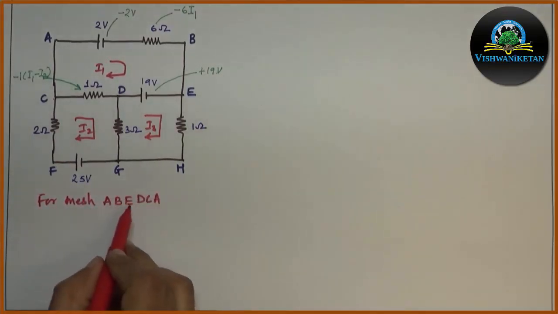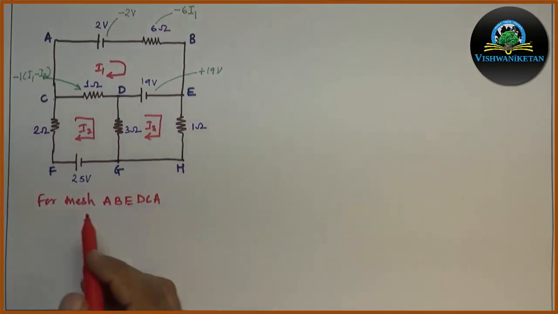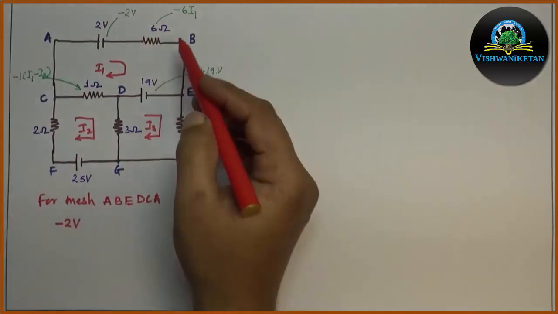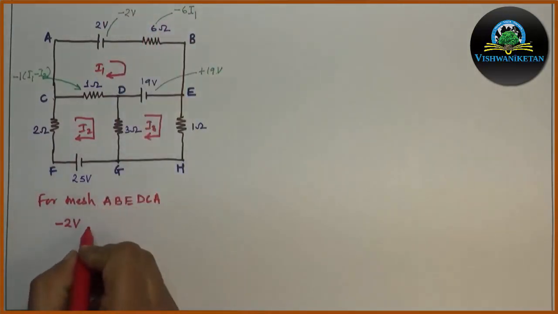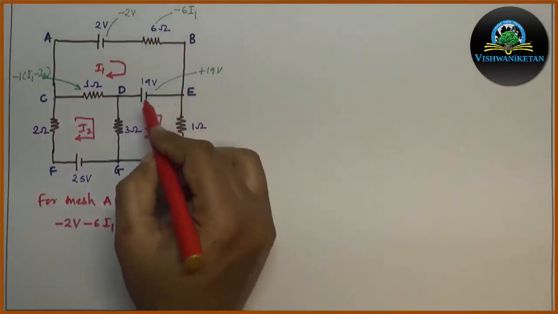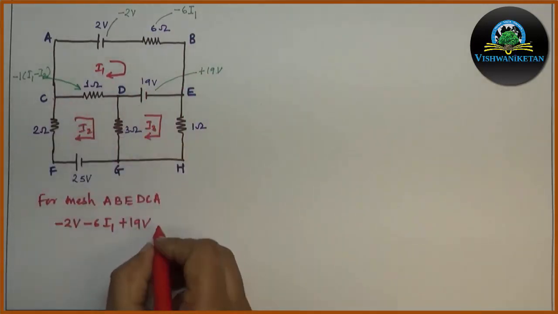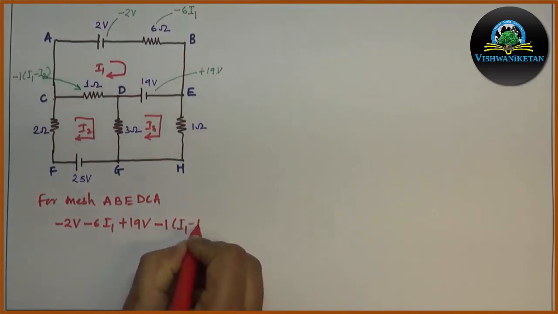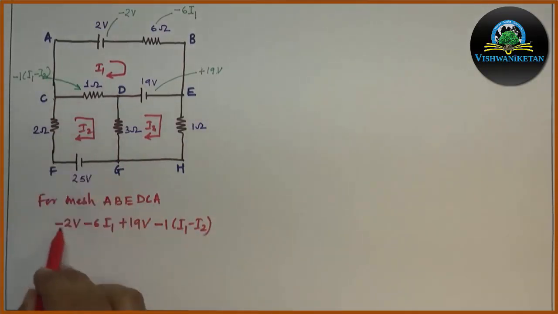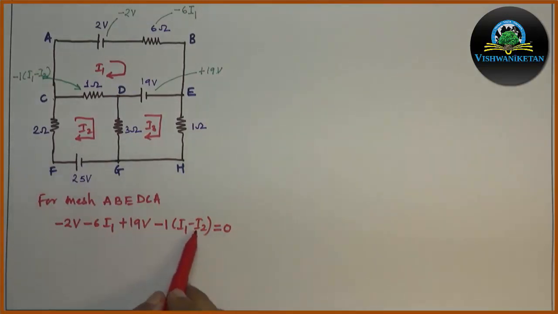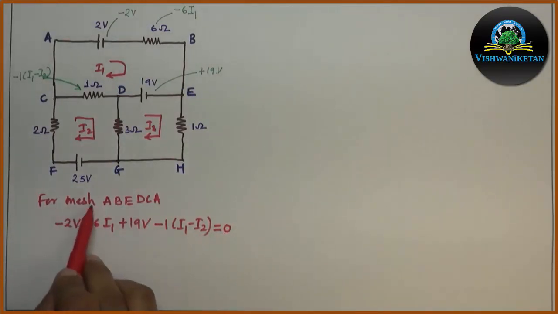For mesh A, B, E, D, C, A, we will write down the equation. The first value will be minus 2 volt. The second value will be minus 6 I1. Next it will be plus 19 volt. And next it will be minus 1 (I1 minus I2). The loop completes, equal to 0. The KVL equation is proved: the sum of voltage drops and EMF sources is equal to 0 in a mesh or loop.